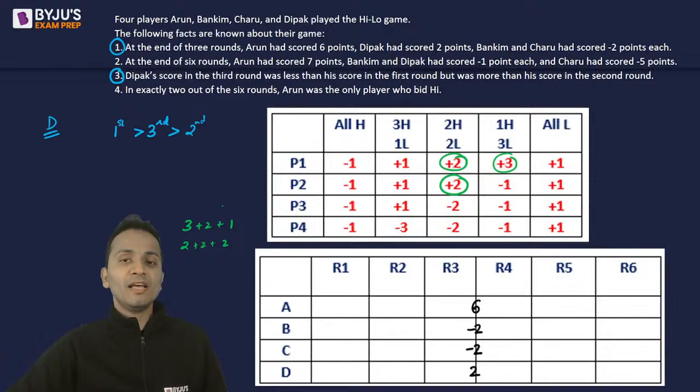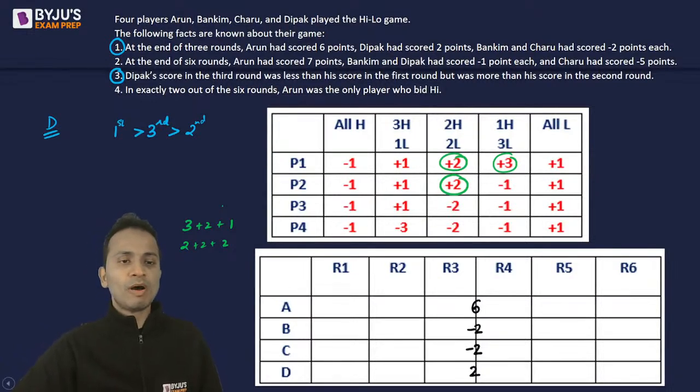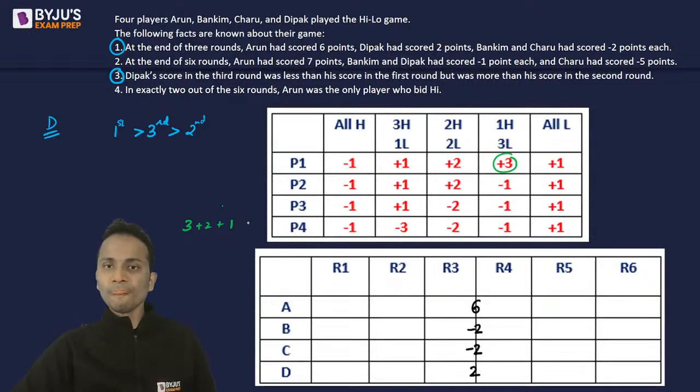If I use this +2 +2 +2 3 times, then there should be another player who will have +2 +2 +2. That means there should be 2 players who will have +6. But no, we don't have this. So I cannot use +2 +2 +2. The only way I can make a 6 is 3, 2 and 1. So I have +3 here, I have +2 here.